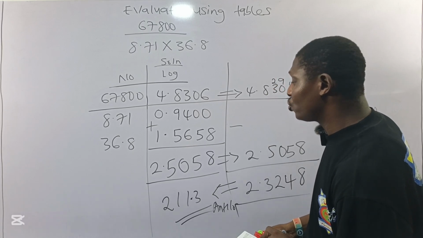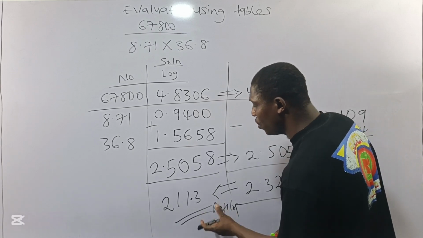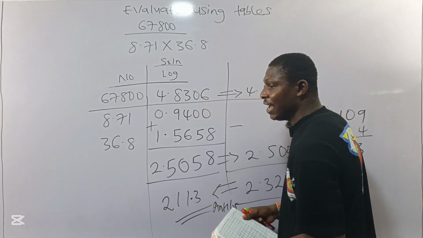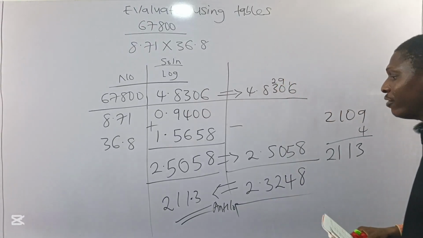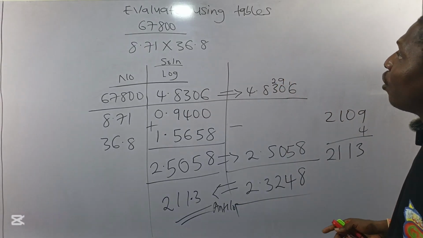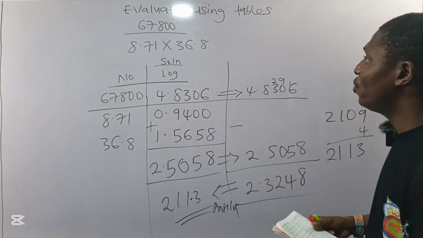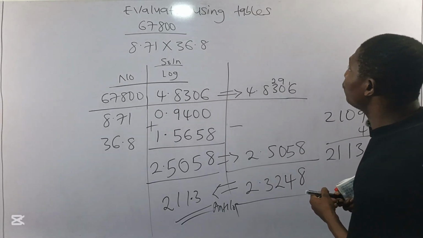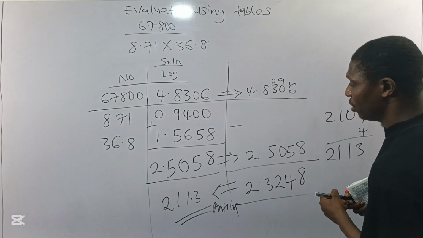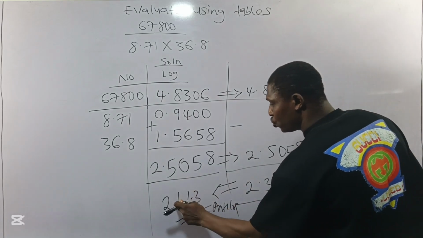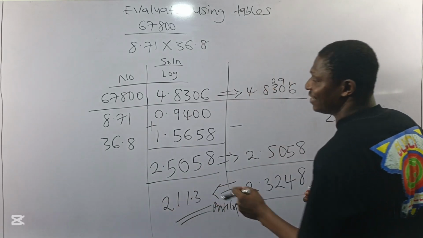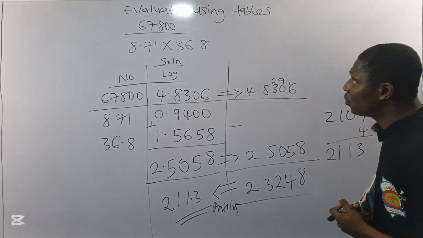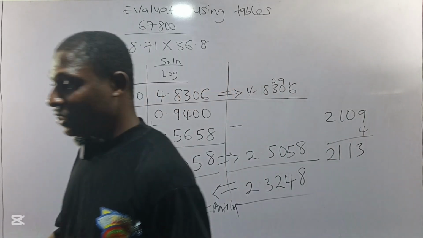You can use your calculator to verify, to give you an approximated value of this. And one thing I want to draw out is that the accuracy of a 4-figure table is to 3 decimal places, or 3 significant figures. So the best way to leave this answer should be 211, 3 significant figures. Thank you for this.